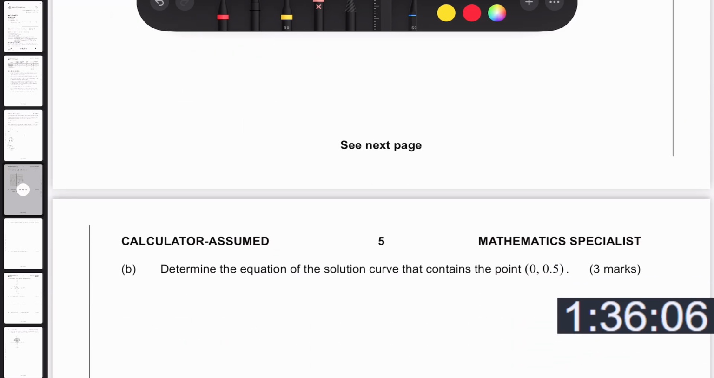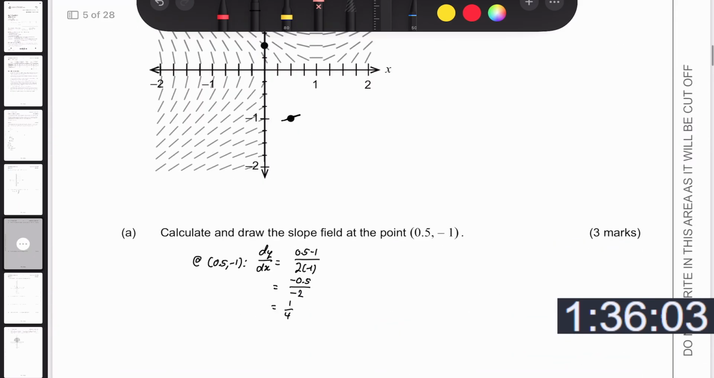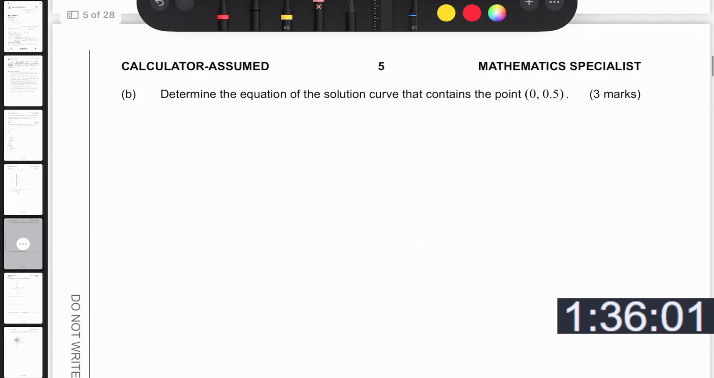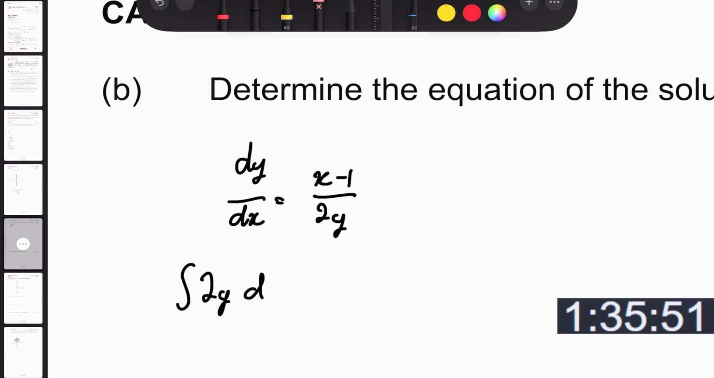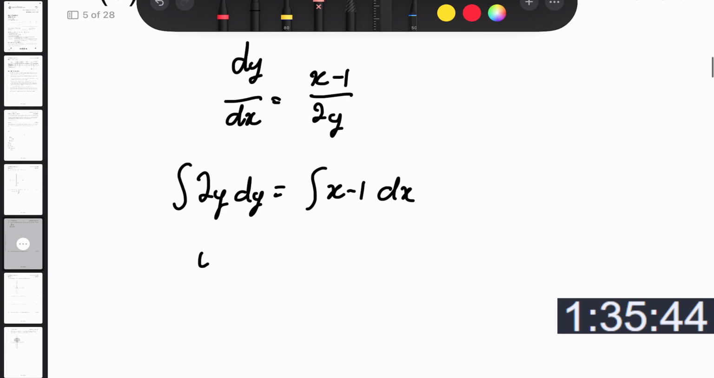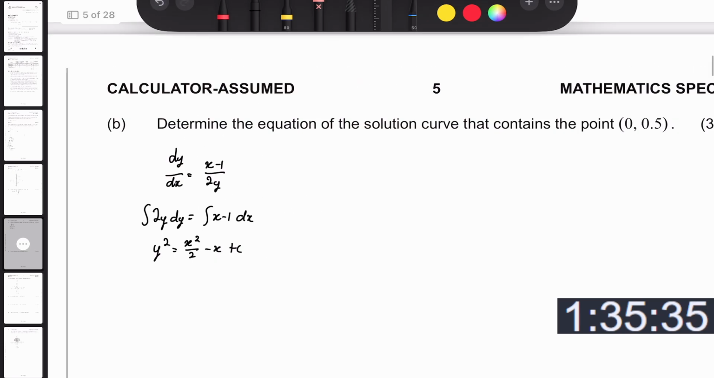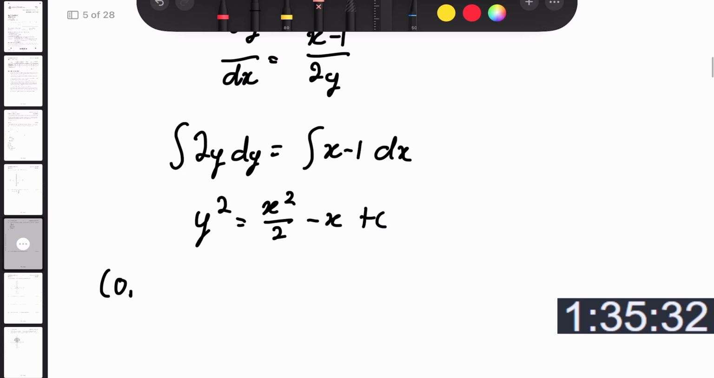Determine the equation of the solution curve that contains the point (0, 0.5). So dy/dx is equal to (x − 1)/(2y). So we have 2y dy, cross multiply, equals (x − 1) dx. So y squared is going to equal x squared on 2 minus x plus c. And then let's sub in (0, 0.5).